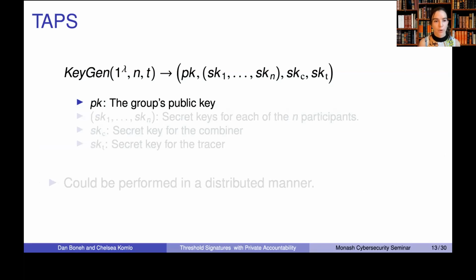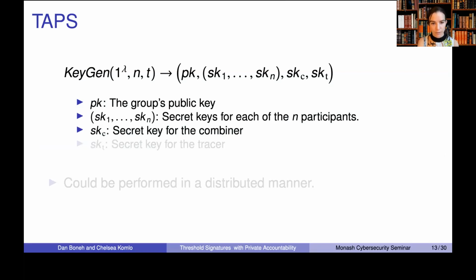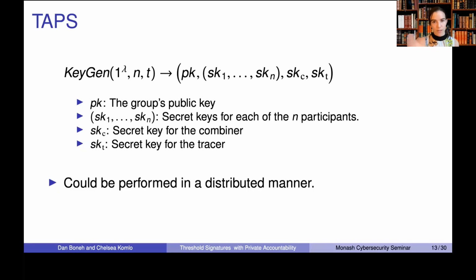Stepping through every algorithm. For key generation, you take the group's public key, and it outputs secret keys for each of the n participants. Then it generates a secret key for the combiner and a secret key for the tracer. We show this in a centralized manner, but it could also be performed in a distributed setting, using a DKG-like approach. We just show it here centralized for simplicity.